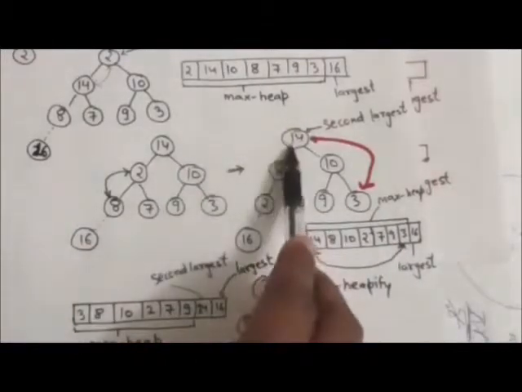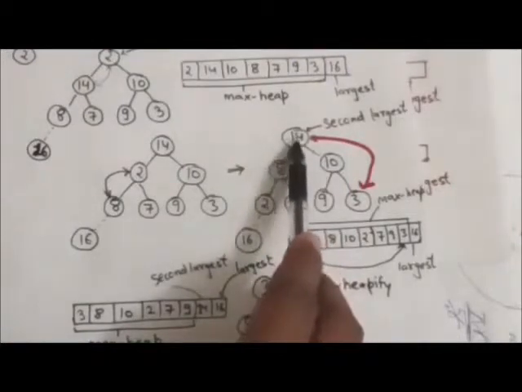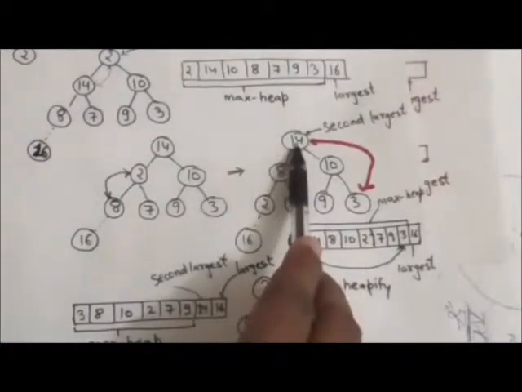The largest element of the max heap is at the root. Now it is the second largest element of array A, right? In the sorted array, the element at the root should be at the second last position in array A, right?